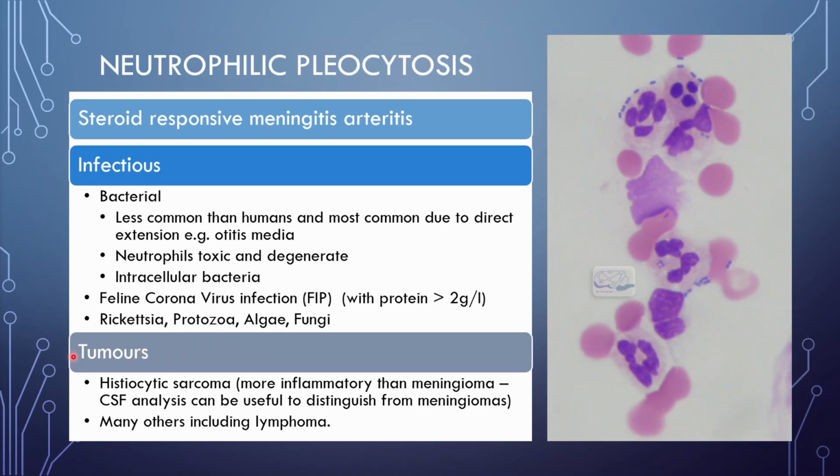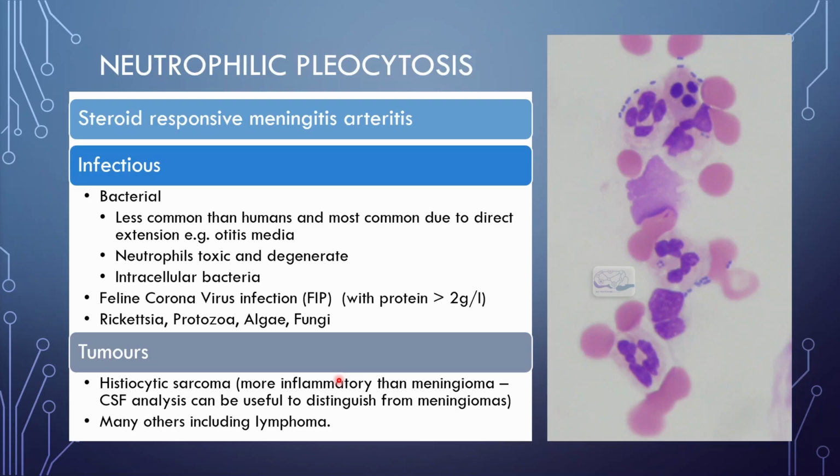With tumours, you can get a neutrophilic pleocytosis because of sort of malacia and inflammation in many different types of tumours. Where it becomes potentially quite useful is trying to distinguish a histiocytic sarcoma from a meningioma. A histiocytic sarcoma is a much more inflammatory tumour, whereas with a meningioma, it is more unusual for you to get a pleocytosis associated with it.